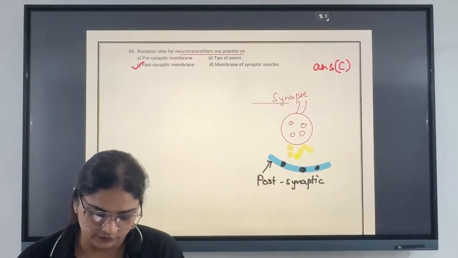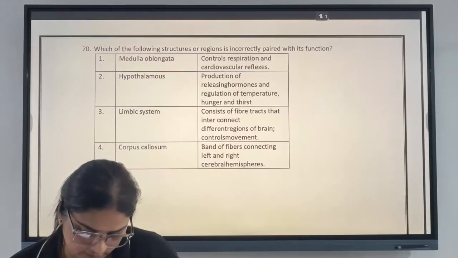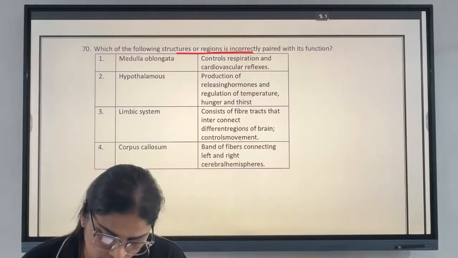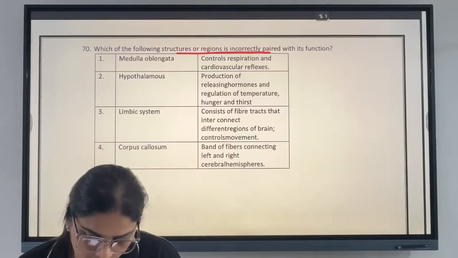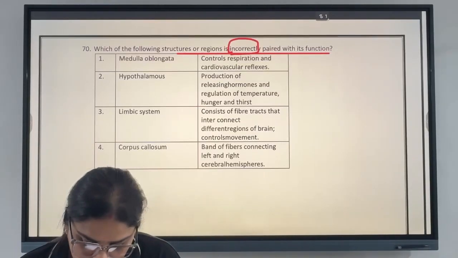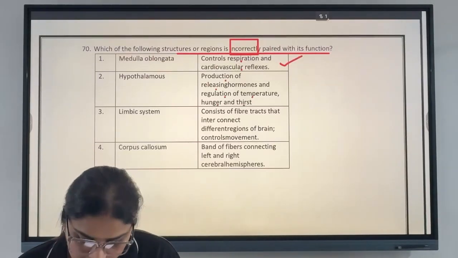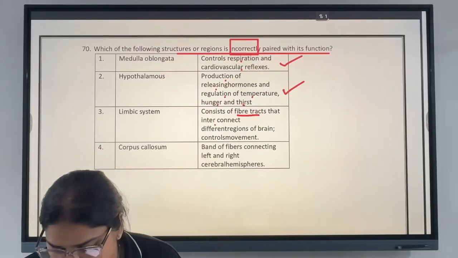Coming to 70th question. Again you have to look at the following structures or regions and find the one incorrectly paired with its function. So you have to look for a wrong match, wrong pair. Medulla oblongata controls respiration and cardiovascular reflexes is right. Hypothalamus production of releasing hormones and regulation of temperature, hunger, thirst, absolutely right. Limbic system contains fiber tracts that interconnect different regions of the brain and controls movement. Wrong. Limbic system is known to control emotions.